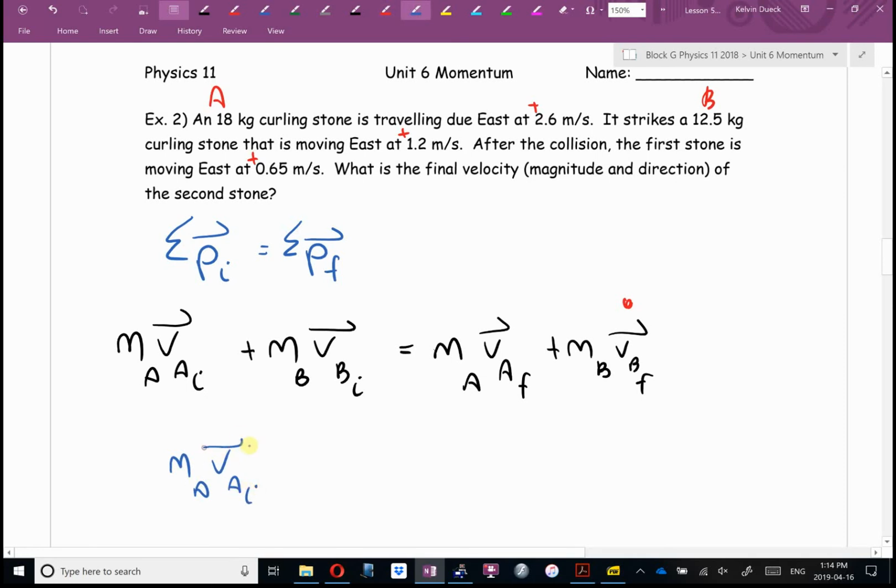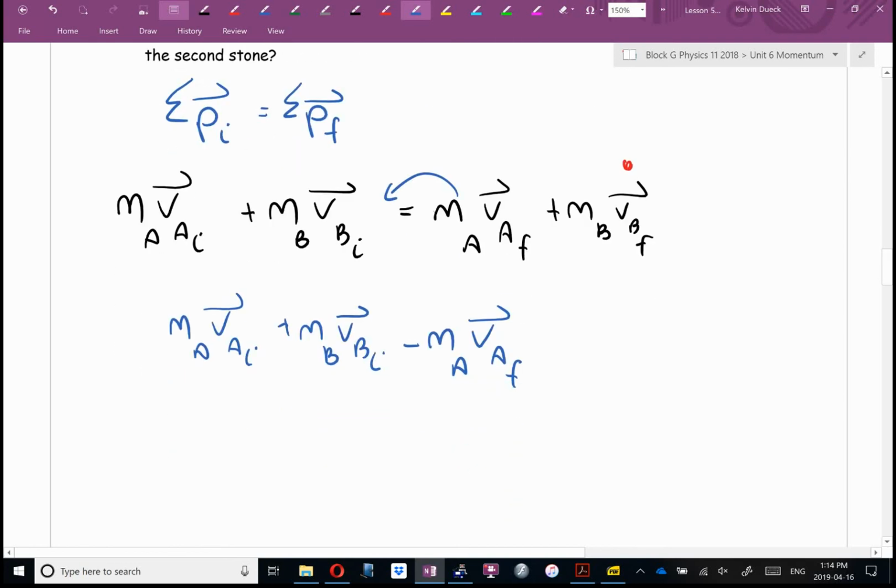M-A-V-A initial plus M-B-V-B initial. Then what? Sorry, it's catching up to you. Yep. Take your time. Then divided, or no, subtracted by... First, we're going to move this term over by going minus M-A-V-A final. And then divided by M-B. Yep. And this is going to be the final velocity of B.